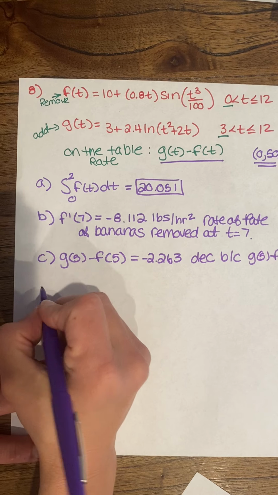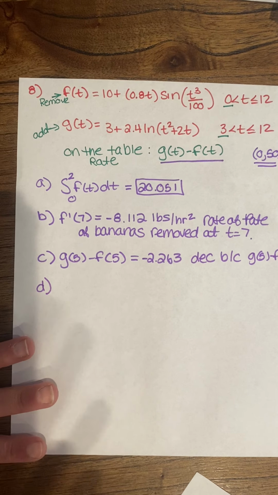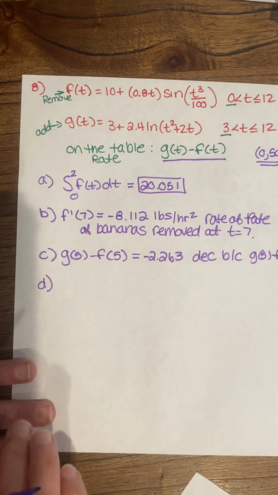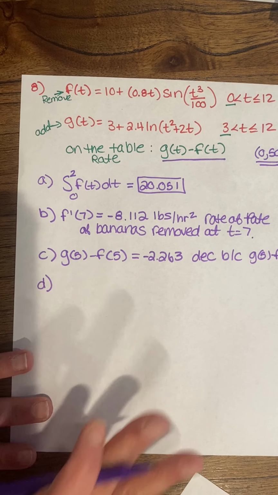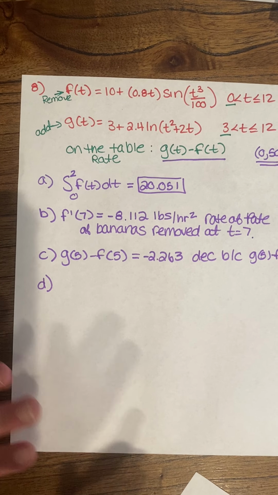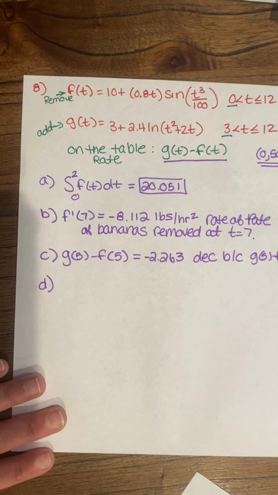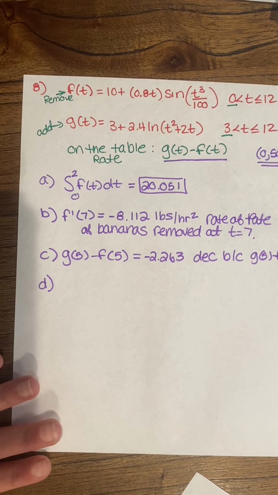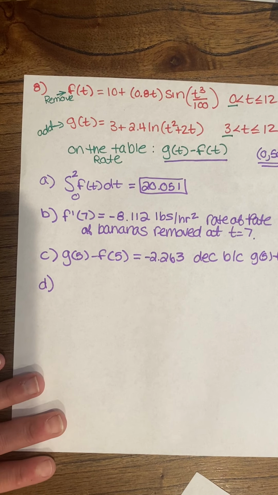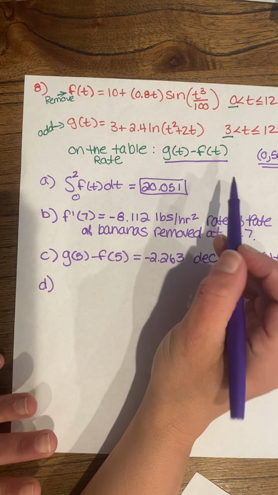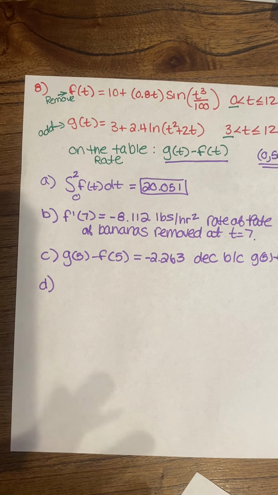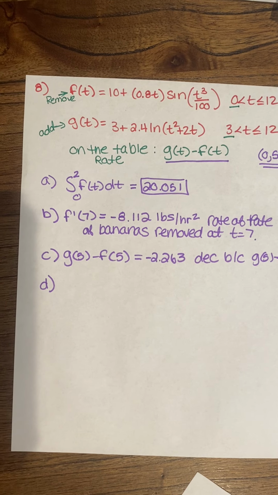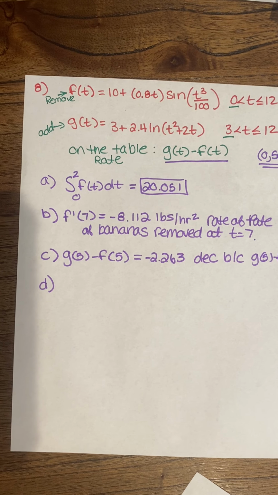Okay, finally, part D. So part D gets a little tricky here, okay? Part D says how many pounds are on display. So again, this is a how many pounds, which means I'm integrating one of my equations. And in this case, I want the amount on the display table at t = 8. So there's a couple ways to do it. In the notes, I did it one way. That's fine, okay? We could also do it a different way.